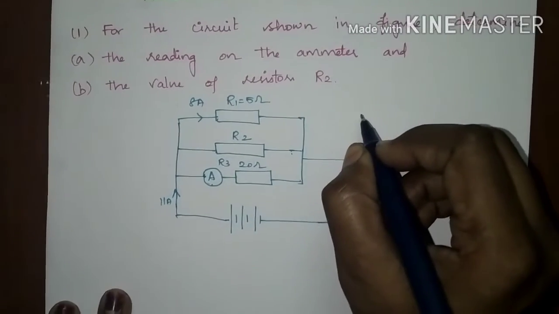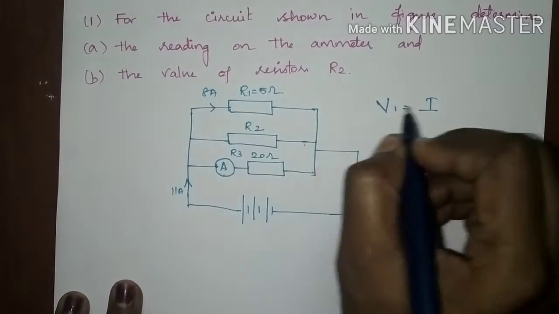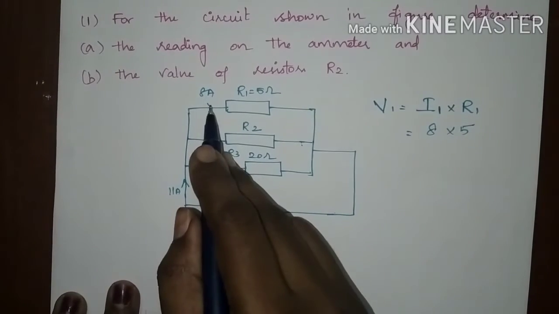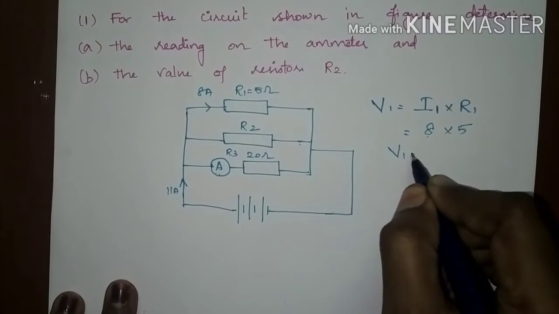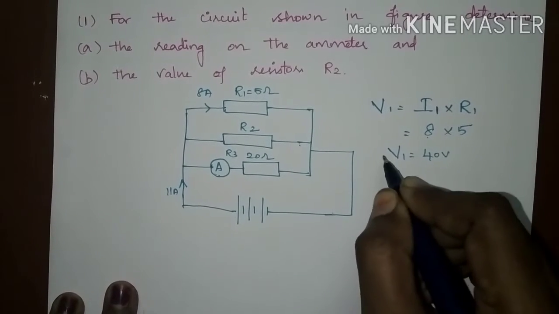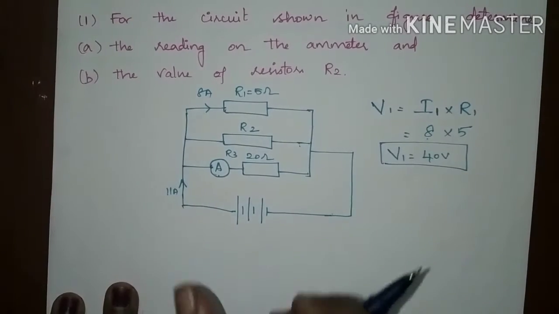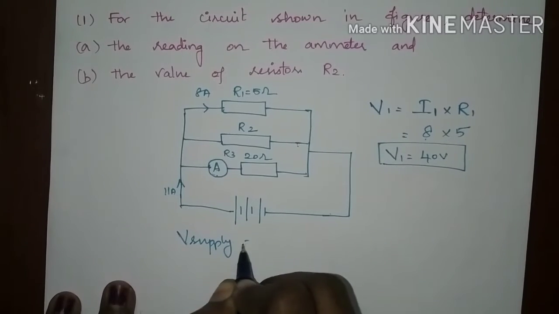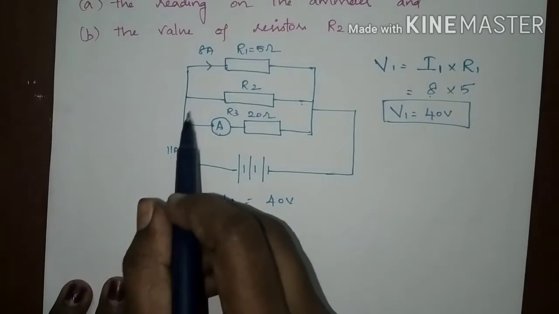So the potential difference across the first resistor, V1, is equal to the current flowing through that resistor, I1, into resistance R1. The current flowing through that resistor is 8 amps and the resistance is 5 ohms. So V1 is equal to 40 volt. This 40 volt is the same for all the branches including the supply. So V supplied can be written as 40 volt and the total current is 11 ampere.